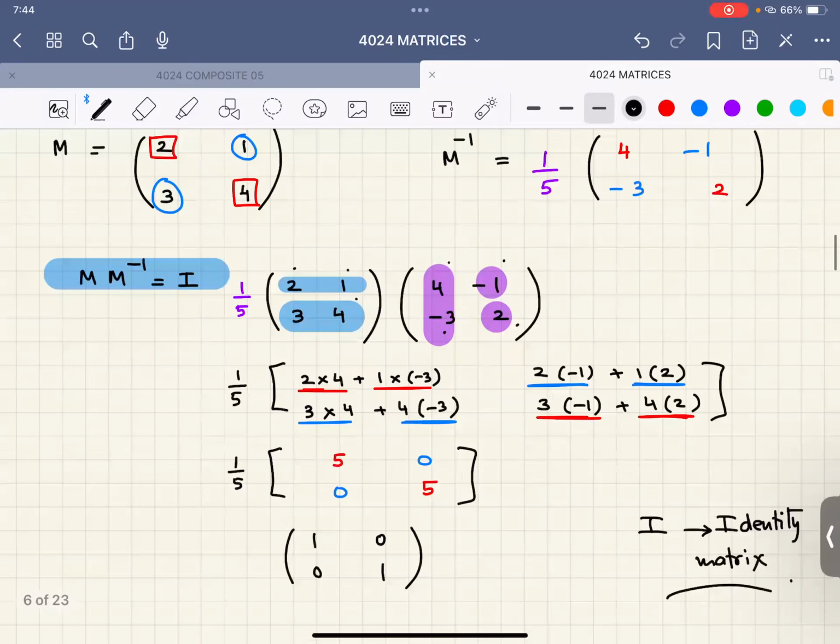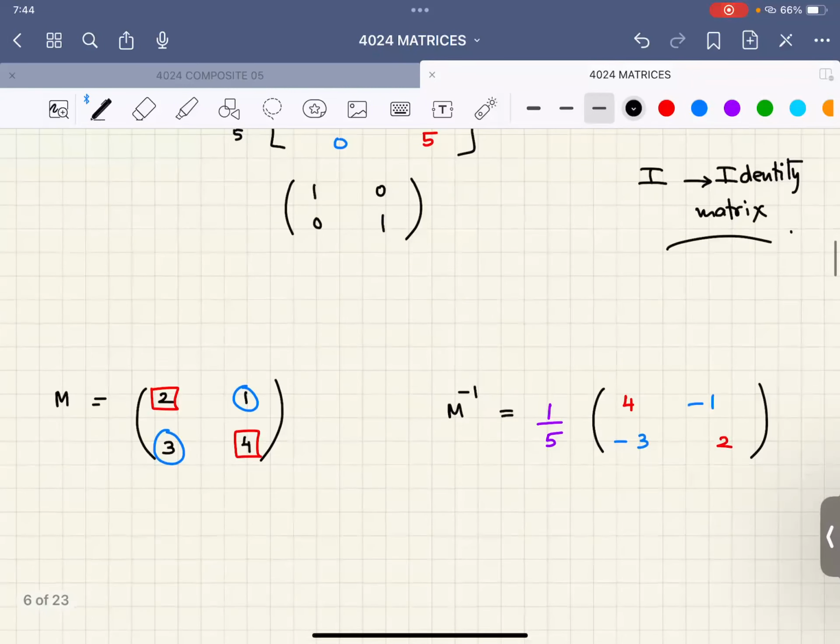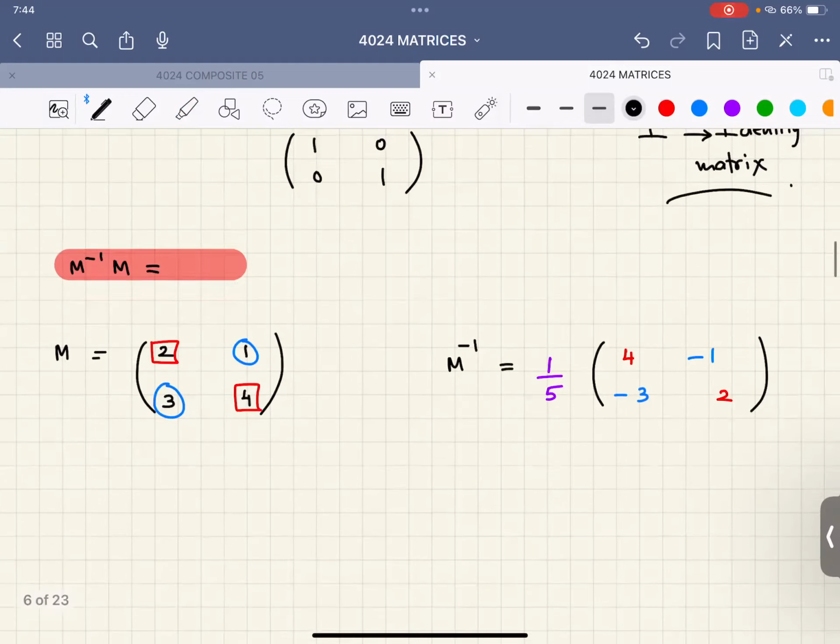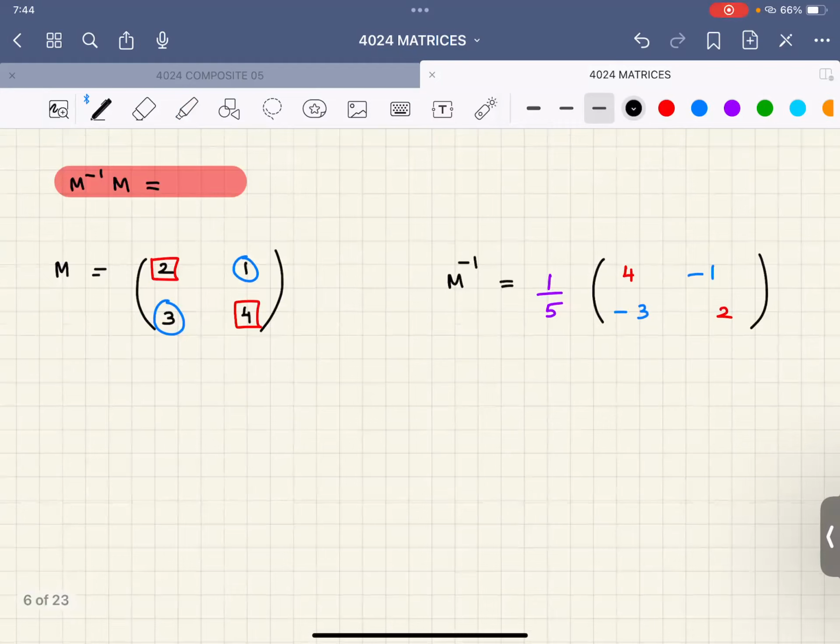Now, someone can raise this question. What if I change the order? Let me multiply M inverse with M. Will I still get an identity matrix? No harm in checking it out. So now this is 1/5. This is 4. This is -1. This is -3. This is 2. Multiplying with 2, 1, 3, and 4.